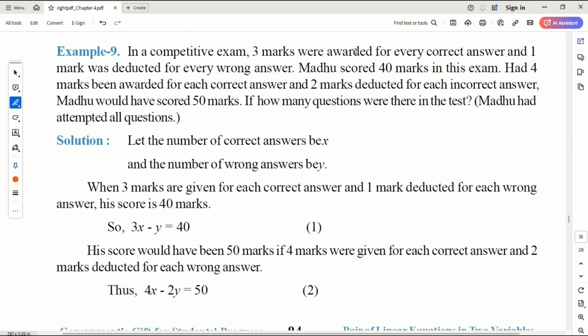In a competitive exam, 3 marks are awarded for each correct answer and 1 mark is deducted for each wrong answer. Madhu scored 40 marks in the exam. Had 4 marks been awarded for each correct answer and 2 marks deducted for each incorrect answer, Madhu would have scored 50. So, how many questions were there in the test?